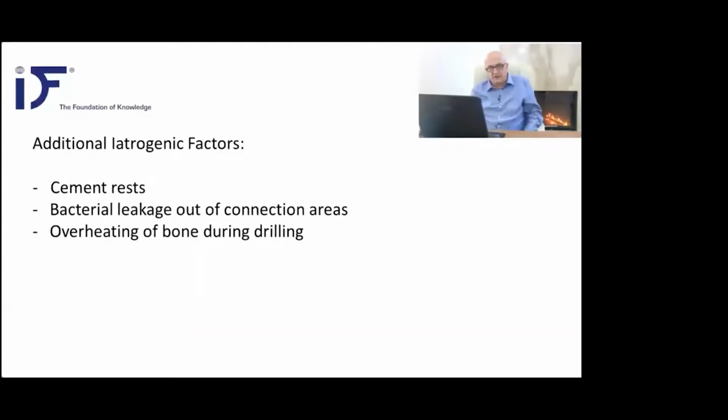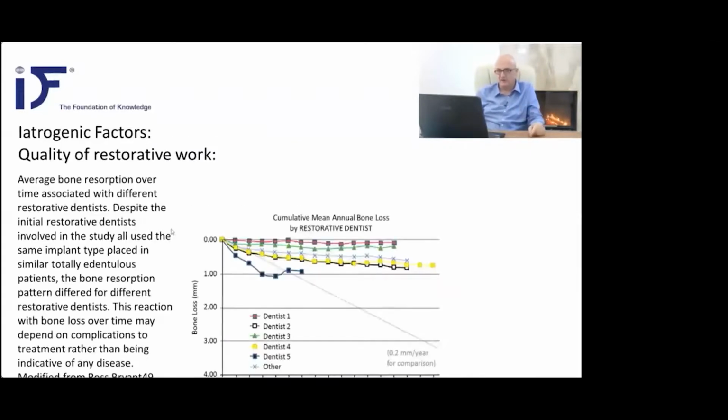Now there are, of course, other factors like iatrogenic factors which are created by the dentist or by the design of the implant. So cement rest can lead to peri-implantitis, of course. Bacterial leakage can lead to chronic infection, to leakage of toxins, and of course overheating of the bone can also prevent osseointegration.